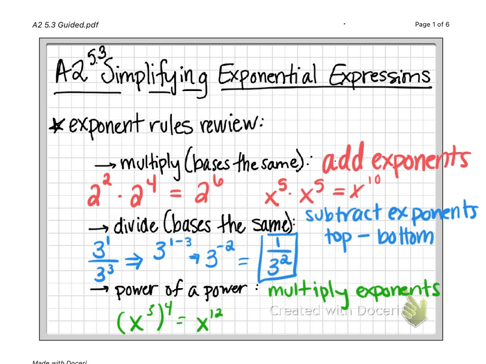This also applies if there's a coefficient. So let's say we had something like 3x squared, all raised to the 2nd power. When you have this in parentheses, you must distribute this exponent to both terms. So this becomes 3 squared, which is 9, times x to the 4th.